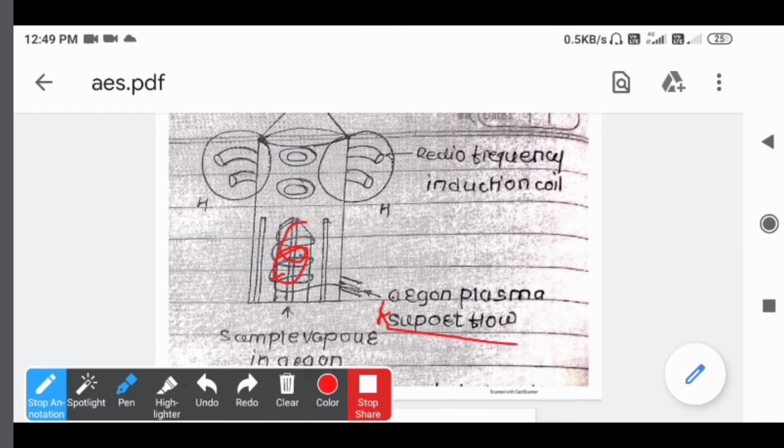In this ICP source, there are certain advantages. One advantage is that the time and the cost of the gas are quite low. The time required for the generation of plasma is also quite low. Then another one is chemical interference, which is also less as compared to the other sources or the flame sources. So chemical interference is negligible.